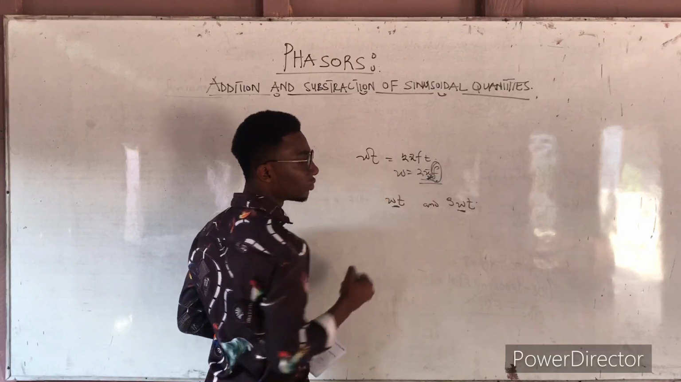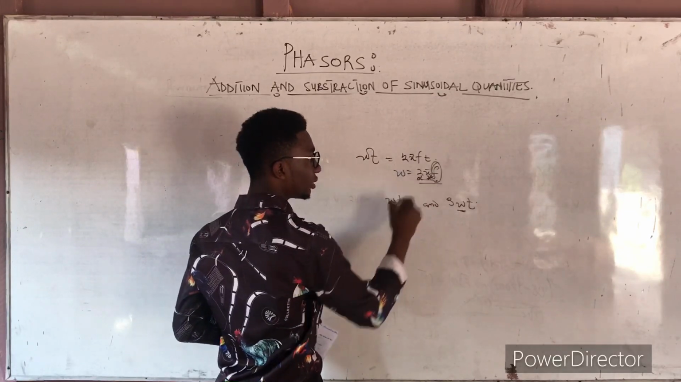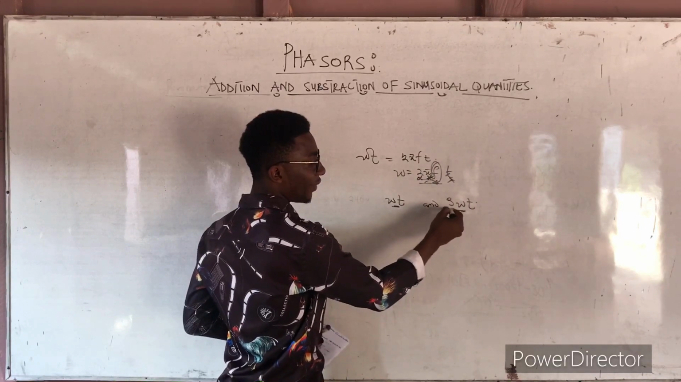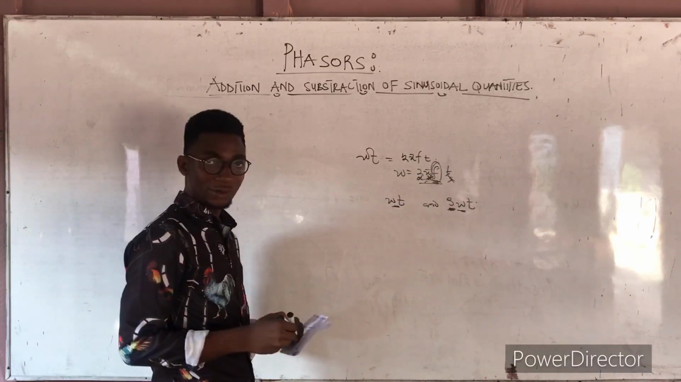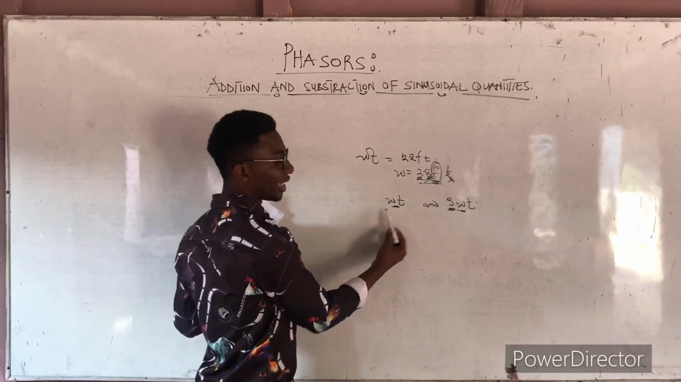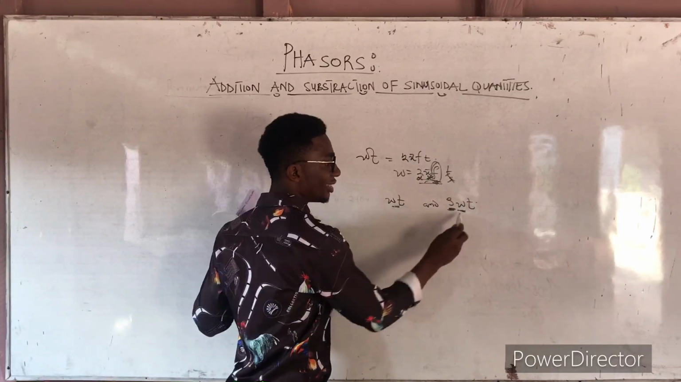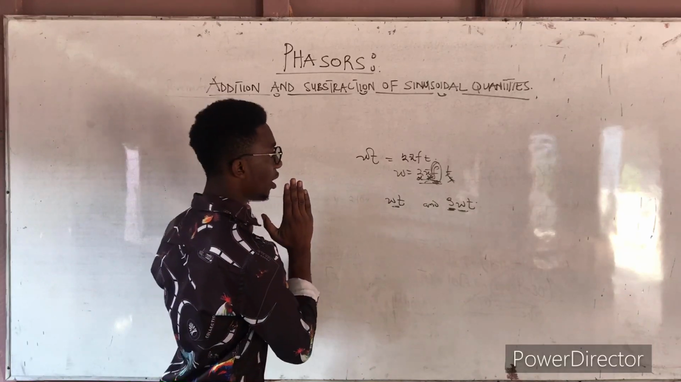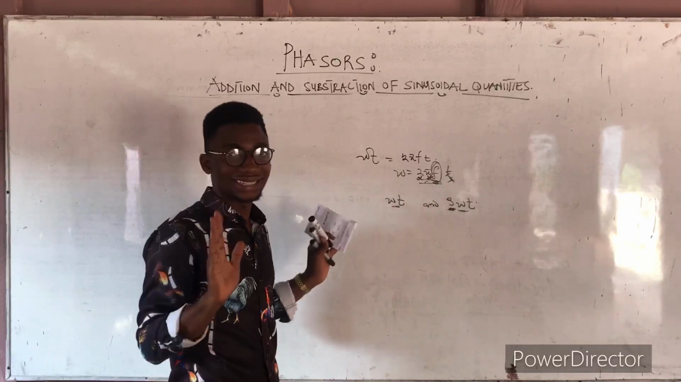Pi is always a constant. The 2 here is a constant. The t there is a constant. So what will change to affect the 3 here is obviously the frequency. So anytime you have a sinusoidal quantity of omega t and 3 omega t, note that the frequencies here are not the same.